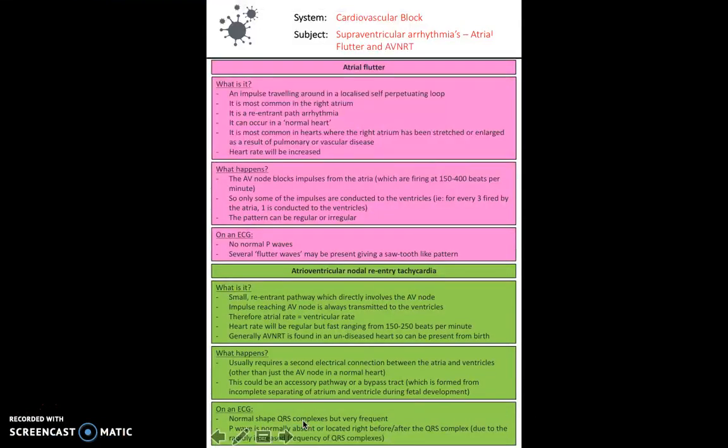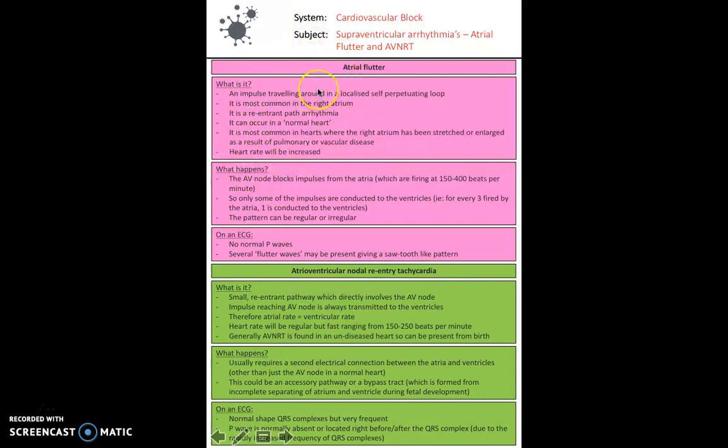Other types of supraventricular arrhythmias include atrial flutter and atrioventricular nodal reentry tachycardia, which is a little bit more confusing. Atrial flutter in itself is an impulse which travels around in a localized self-perpetuating loop within the atria. It's most common in the right atrium as opposed to the left, and it's a reentrant path arrhythmia. It can occur in a normal heart, so it doesn't have to be a diseased heart in any way, shape or form for atrial flutter to develop. But it is most common in hearts where the right atrium has been stretched or enlarged due to pulmonary or vascular disease in the past.